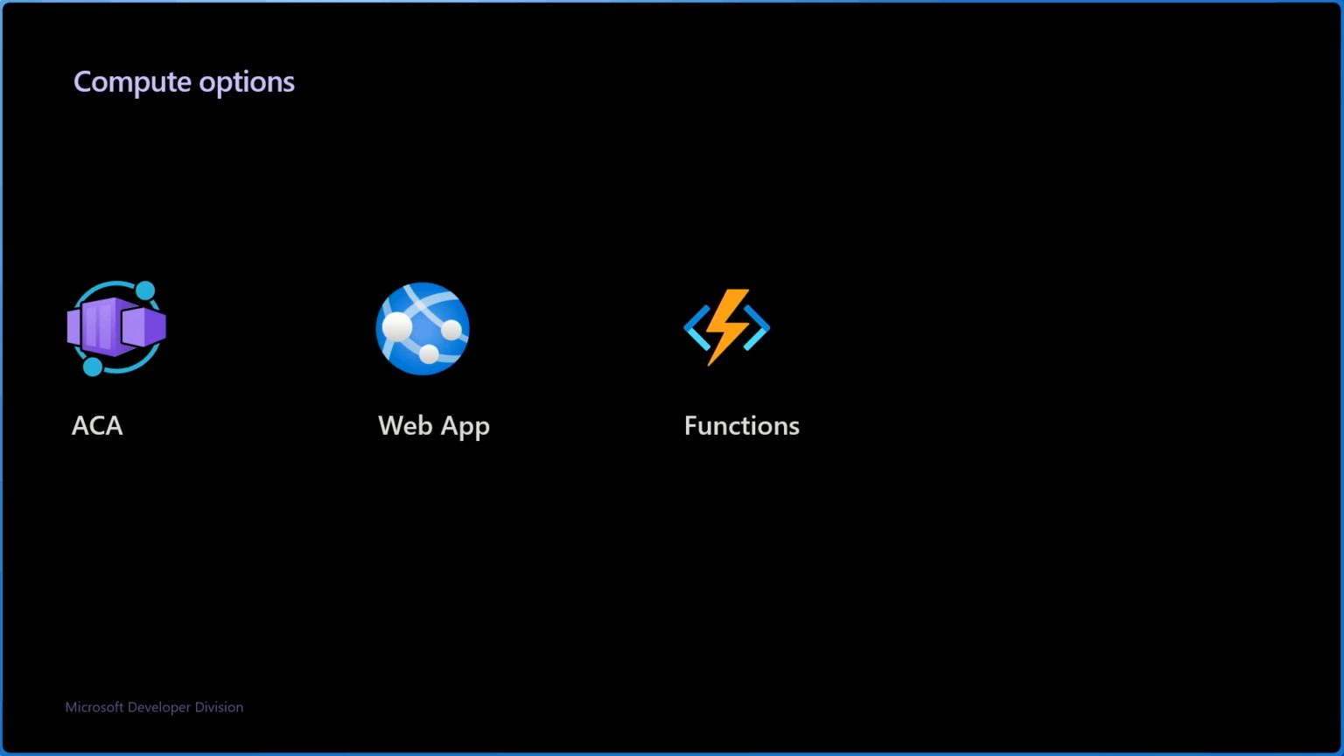Now, let's briefly highlight the different compute options that are available for your Azure Static Web App as a linked backend. First, we have Azure Functions, which is a serverless compute service that scales automatically and supports event-driven scenarios. Second, we have Azure Container Apps, great for running containerized applications as well as microservices. Finally, we have Azure App Service, a fully managed platform for building, deploying, and scaling web apps. For today's example, we'll be using Azure Functions.